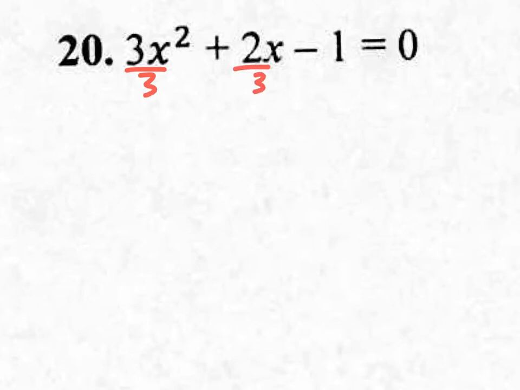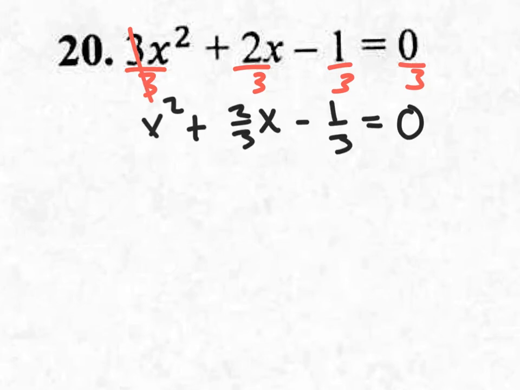That's right. Divide by 3, divide by 3, divide by 3, divide by 3, everything by 3. So this is going to cancel. I will have x squared plus 2/3 x minus 1/3 equals 0. And then you want to make space for your new C value. So you're going to add 1/3, add 1/3.